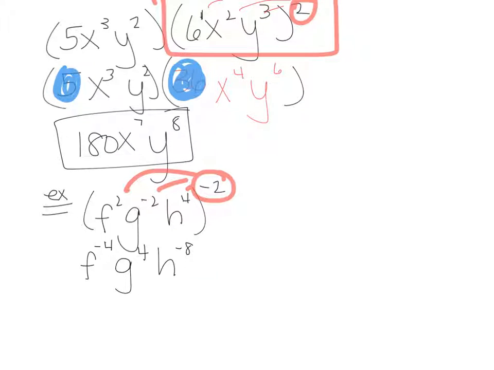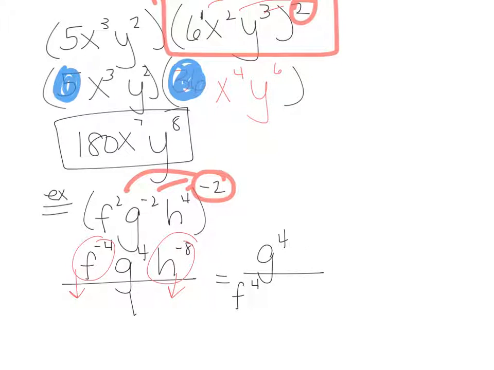If you circle this, you're losing points. Who can tell me why? Because you have negative exponents. Negative exponents turn my problem into a fraction. So circle f, it goes down. Circle h, it goes down. So my final answer is g to the 4th over f to the 4th, h to the 8th.